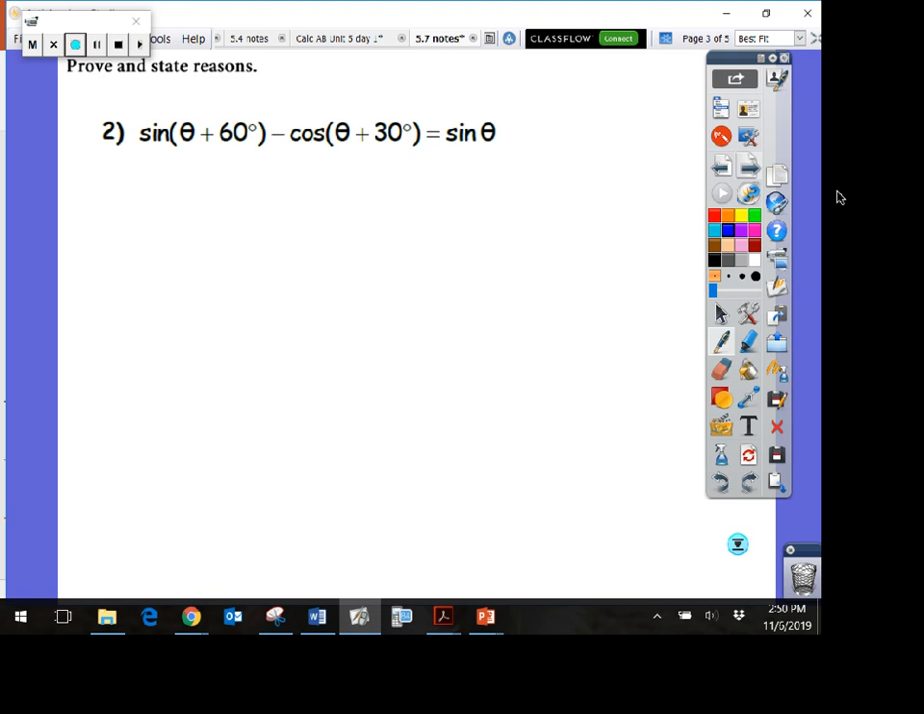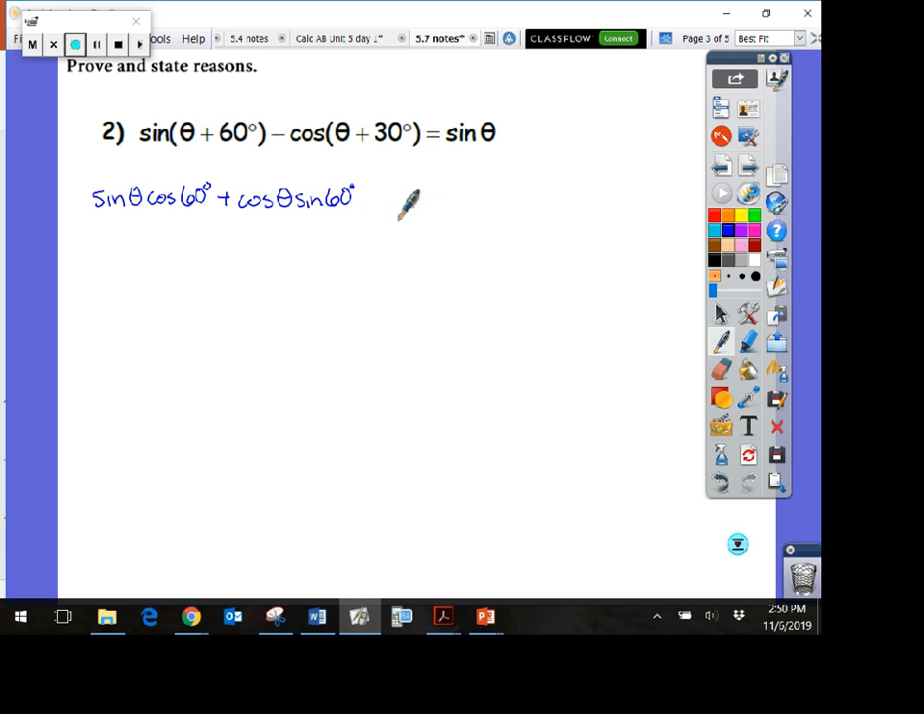Remember, there's no such thing as distributing sine into something. We could distribute a sine theta into something, but that's not what we have. We can't just distribute a sine. This is the sum and difference IDs. So this is sine theta cosine 60 plus cosine theta sine 60. Now this minus is very important.